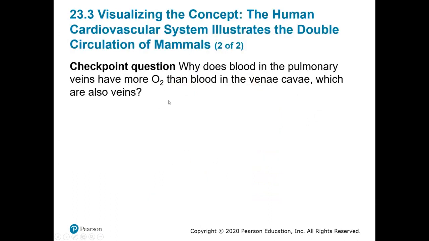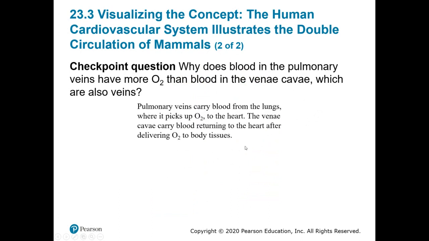All right, so why does blood in the pulmonary veins have more oxygen than the blood in the vena cava? Because the pulmonary veins carry blood from the lungs where it picks up oxygen. Remember, it's just the opposite. The pulmonary veins carry oxygenated blood, whereas the pulmonary artery carries deoxygenated blood, right? The vena cava is returning blood after delivering oxygen to all the tissues of the body.